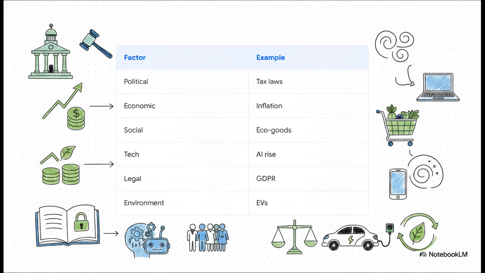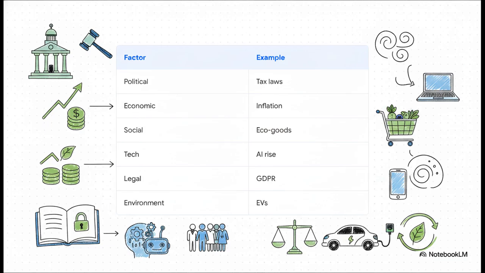Well, that's government actions. A new administration might completely alter tax or labor laws overnight. Economic conditions, like inflation, directly dictate consumer purchasing power. Under social factors, shifting demographics are driving massive demand for things like health and wellness products. Technological is a big one. Think about how the rise of AI is totally transforming banking right now.